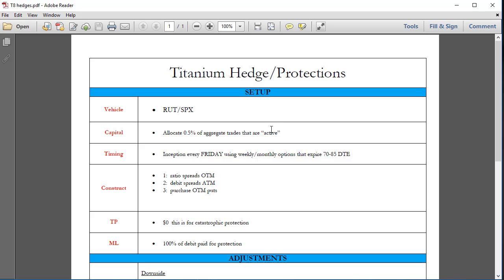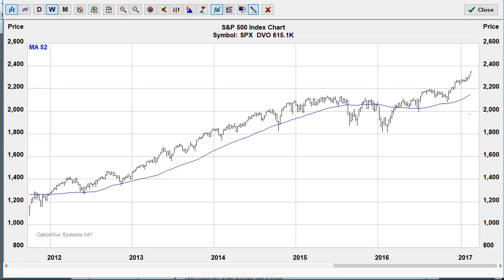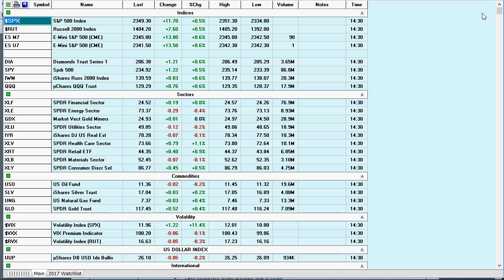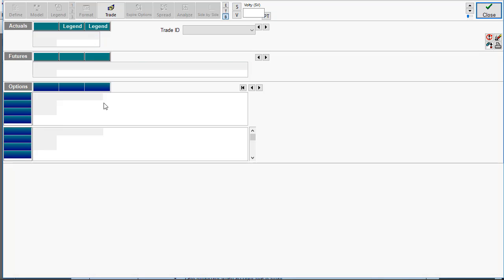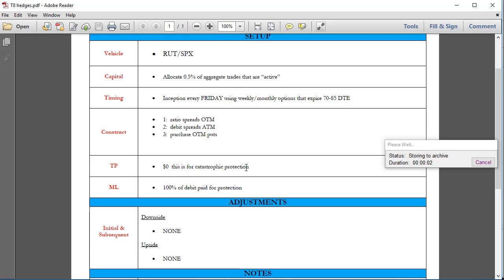And this is just a very quick way, when we want to do ratio spreads out of the money, or we want to do debit spreads at the money, or we want to purchase out of the money puts, the way that you set those up. And again, this is just a starting point. We're not using this as a way to make profit. This is just for hedging against catastrophic losses. For the smaller accounts, I do not trade with these hedges.